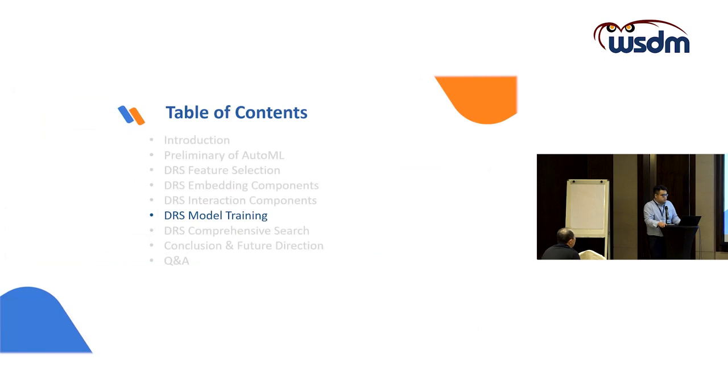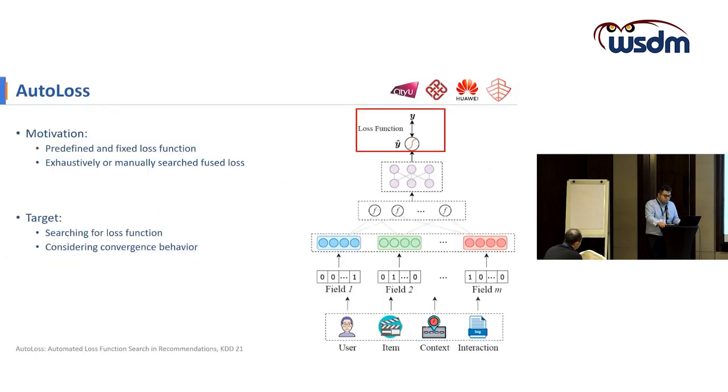And I will first introduce works for automated model training. First, I want to share AutoLoss. Most existing deep recommender systems adopt a predefined loss, just as visualized, or they fix multiple losses simply by weighted sum, or exhaustively and manually search for the best loss. And this process is very time consuming and requires a lot of expert knowledge as well as labor effort. So this work aims at searching for the optimal loss function, and it considers different convergence behaviors of data samples.